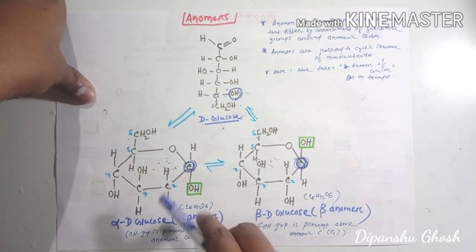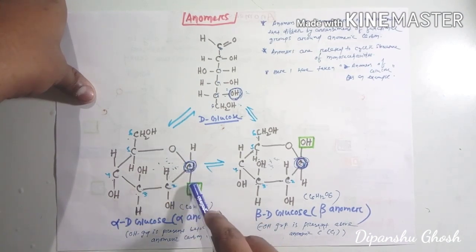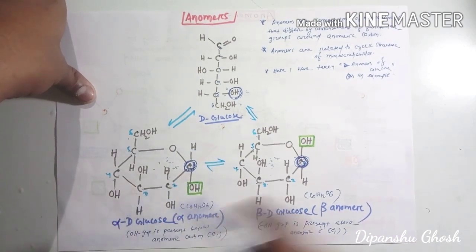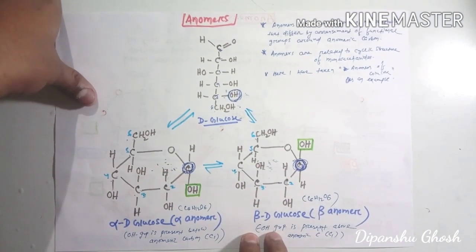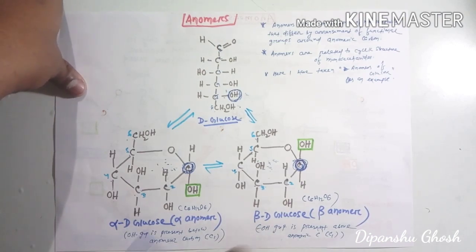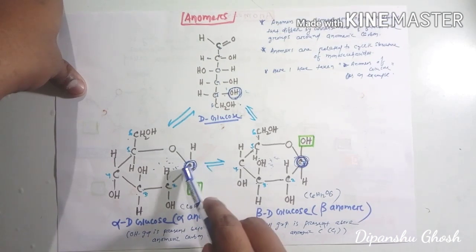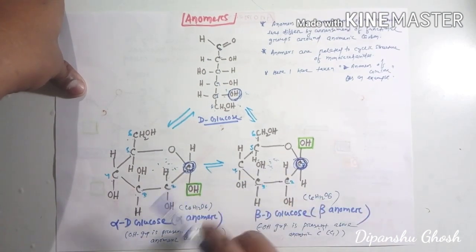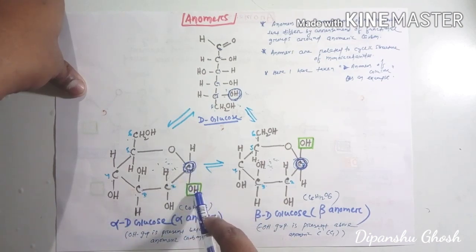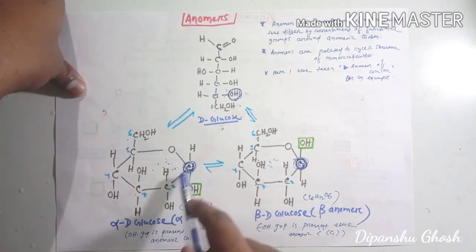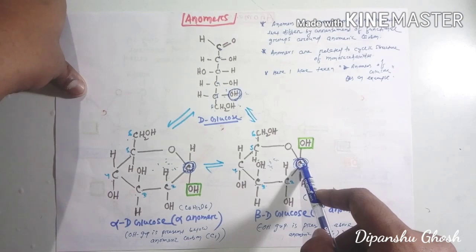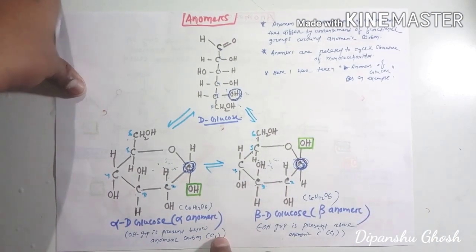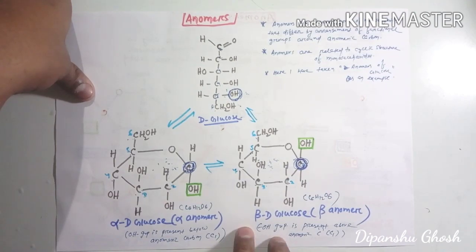If the OH group is present below the anomeric carbon, it will be called your alpha anomer. If the OH group is present above the anomeric carbon, it will be called your beta anomer, right? One thing we must keep in mind is that we have to see the relative position of your OH group to the position of your anomeric carbon in both cases. If we find the OH group below the anomeric carbon, it will be our alpha anomeric form. And if we find the OH group above the position of the anomeric carbon, it will be our beta anomeric form. So these two structures are related to each other as anomers.